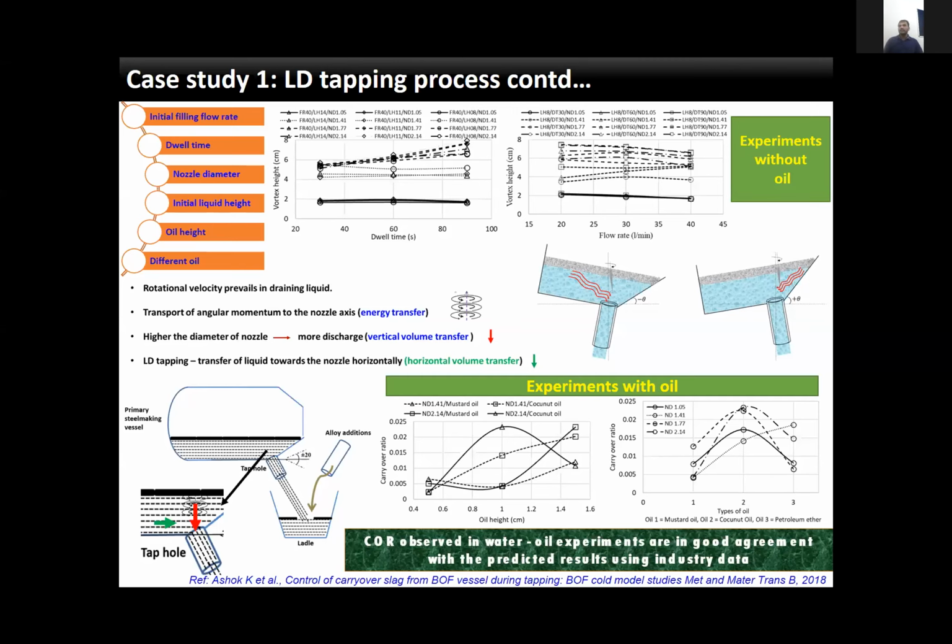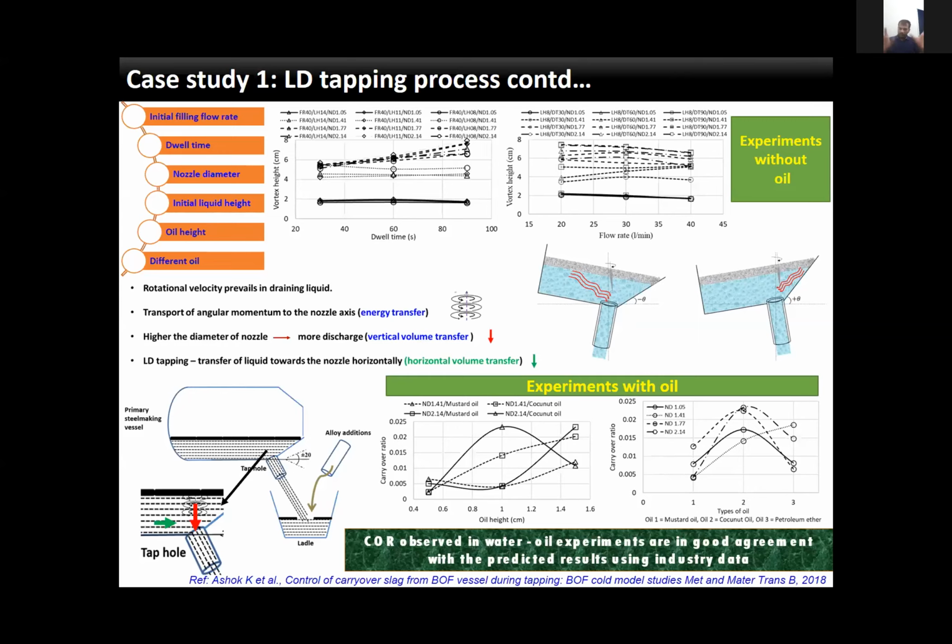The dart application, dart is an unsuccessful technology. You can say only 60 to 70% performance of the dart is there. Most of the steel shops are using it. It depends on many physical things. You have to place it properly in the right position. There are several things associated with dart technology. It's a manual process, and there are some automated versions, but still you do not know where you are actually placing the dart, so that the dart has to stop your slag carryover.